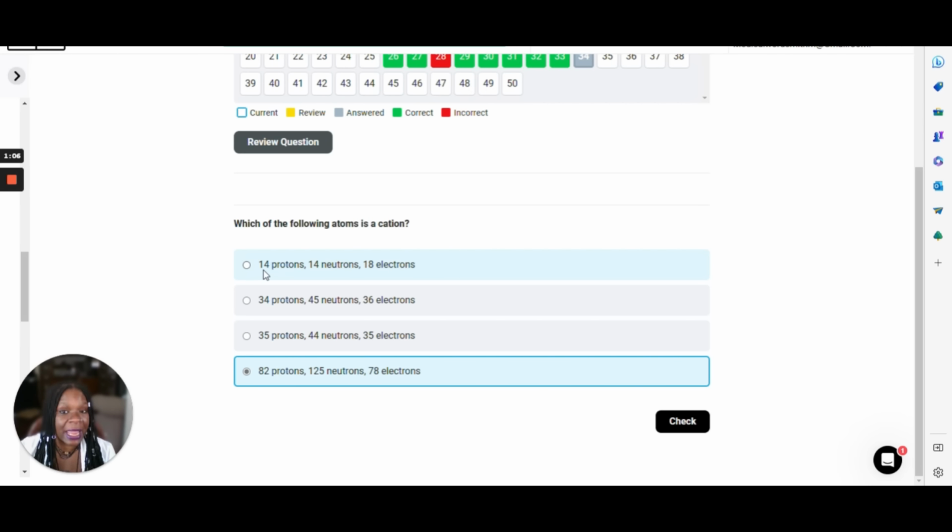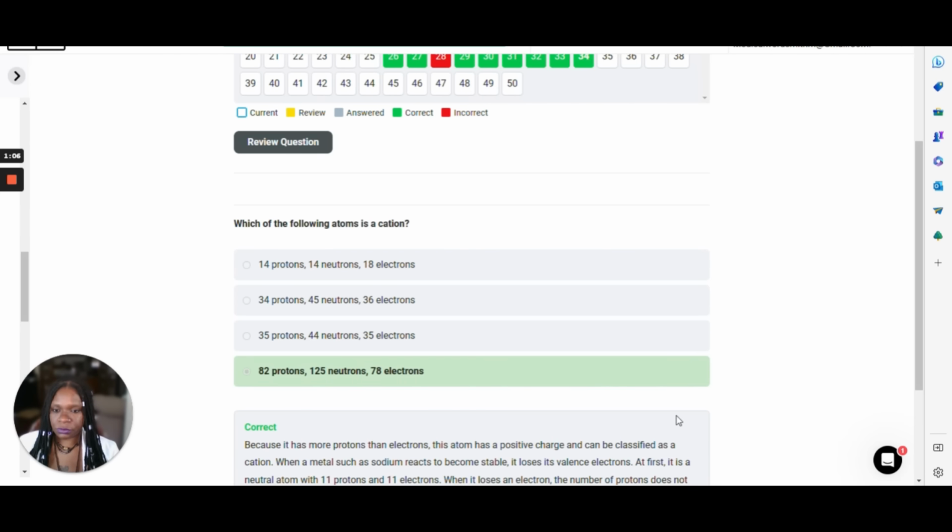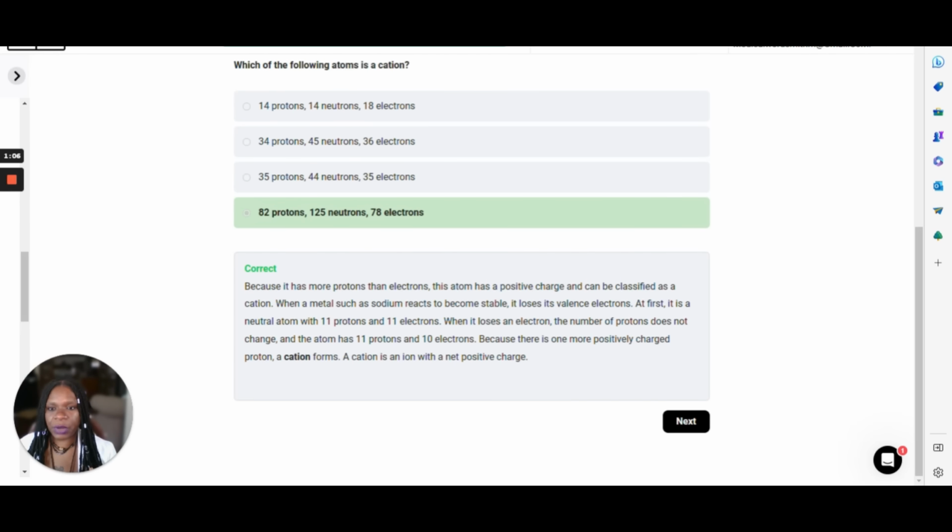That's where you're going to end up with anions. But in this case, we're talking about cations. So we're going to go with 82 protons, 125 neutrons, and 78 electrons. And this one is correct because it has more protons than electrons, and this atom has a positive charge, which is what I was saying, and can be classified as a cation.